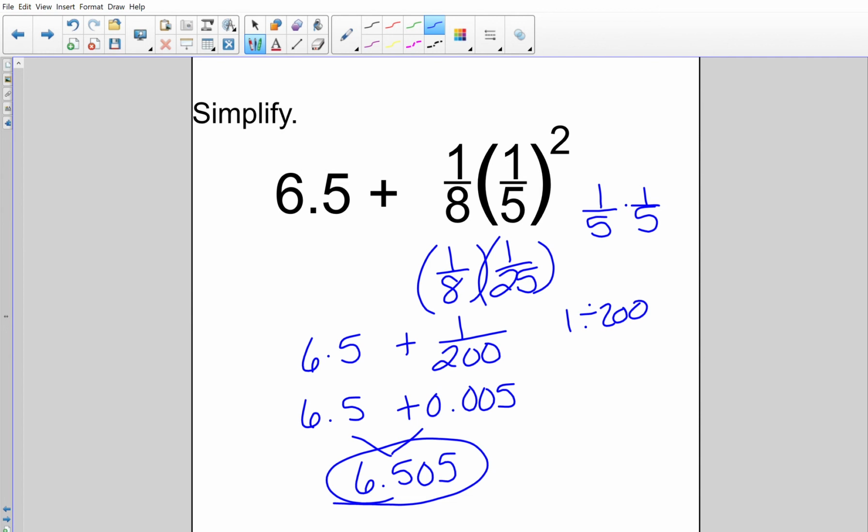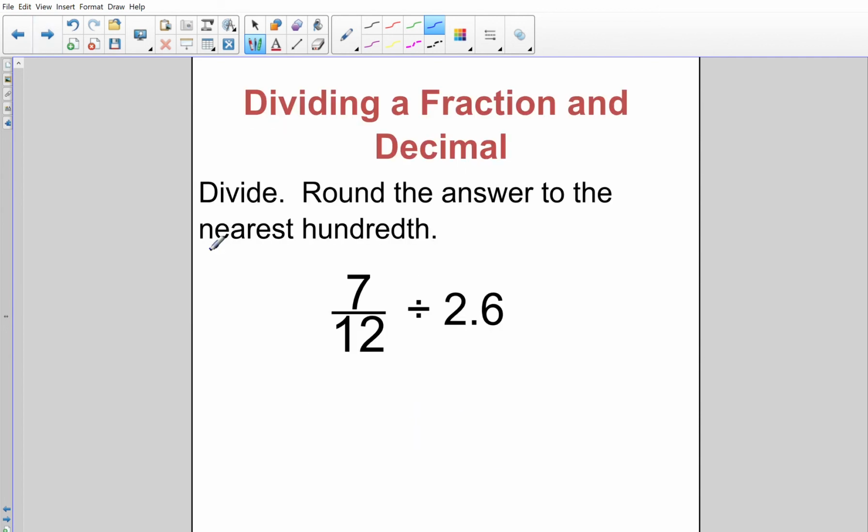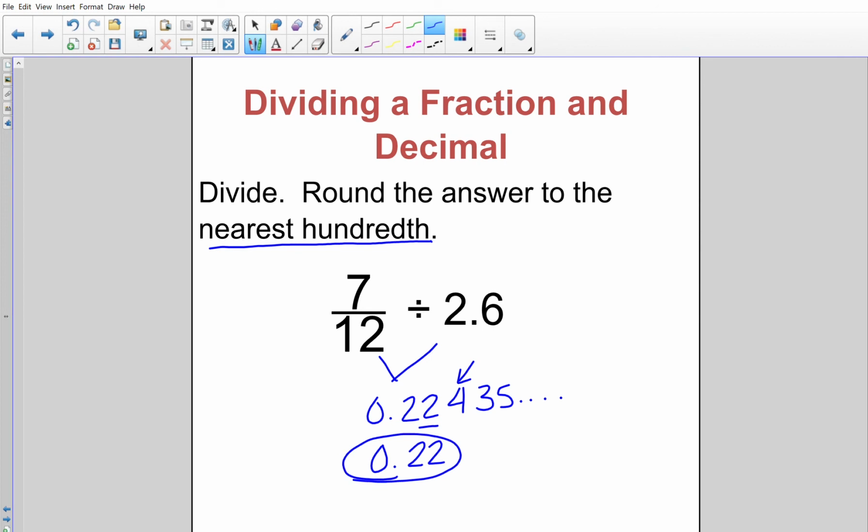So again, unless it tells you specifically how they want it, a decimal or a fraction answer would do. This one tells you specifically to round to the nearest hundredth, so we know that we want this as a decimal answer. So again, it'd be really simple to put that into your calculator. If you just put in 7/12 divided by 2.6, you're going to end up with 0.22435, etc. So if I want the hundredth, this is my hundredths place. The 4 is not enough to push it up, so it's just going to be 0.22 as my rounded solution.